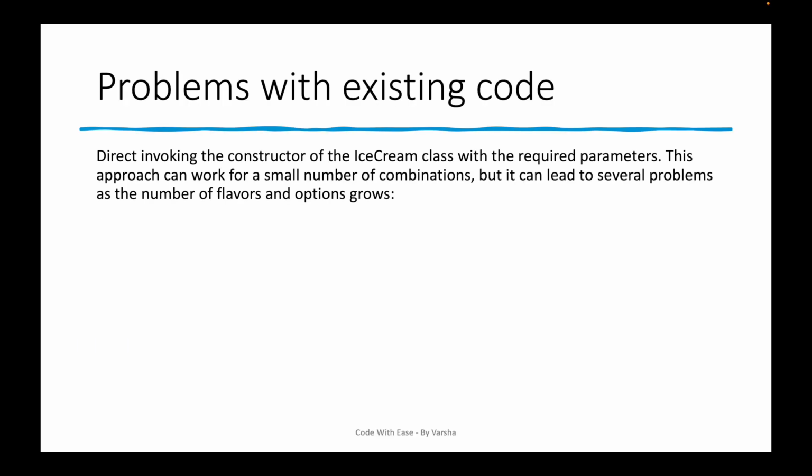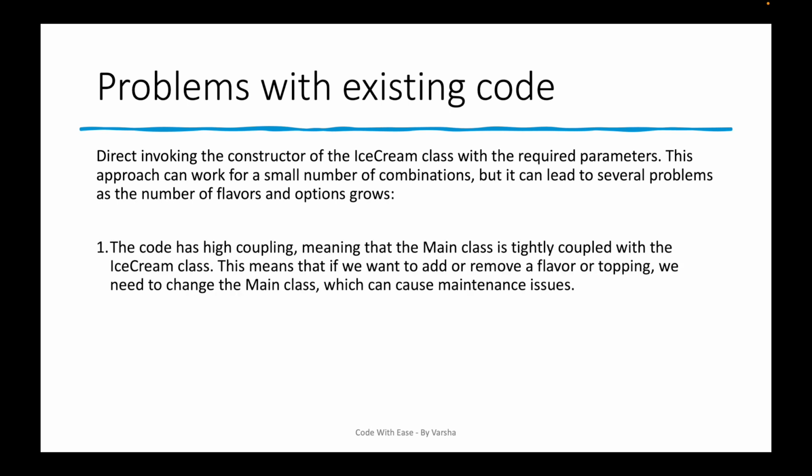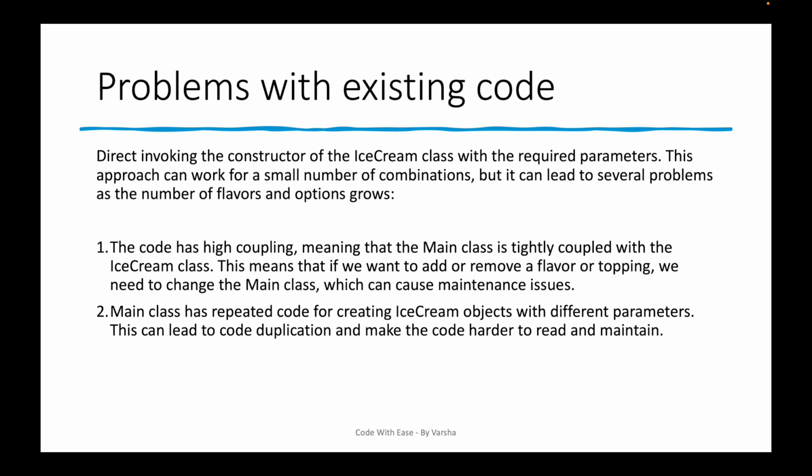So that is what I've written on the problem slide also, that we are directly trying to invoke the constructor, which can work for a small number of objects, but as the flavors and other options grow, it is going to be difficult to maintain. The code is going to have high coupling. It's tightly linked. We cannot add or remove flavors easily without having to change the main class.